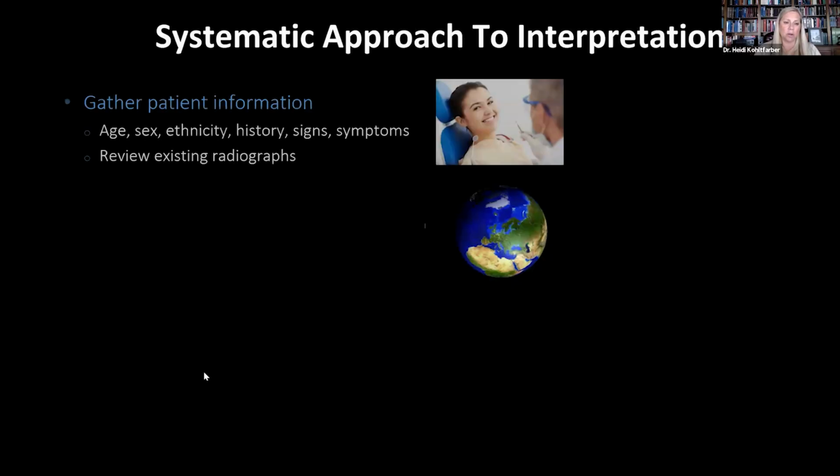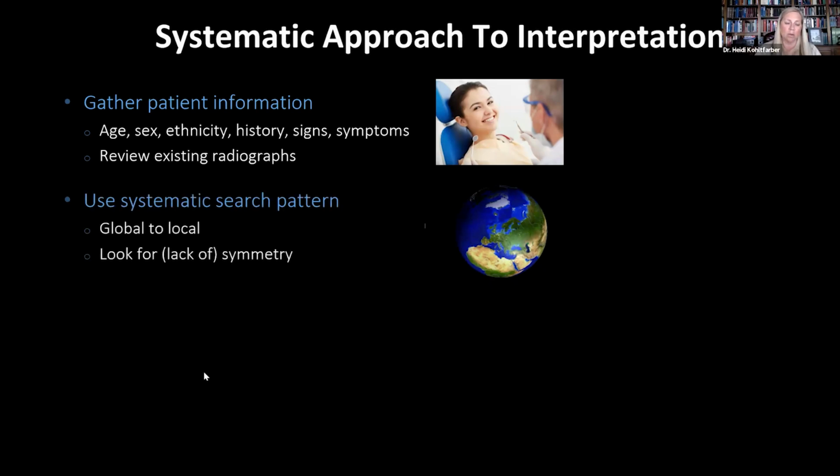So our systematic approach, we want to take our patient into account, as well as review existing radiographs. We want to use a systematic search pattern. So we want to go from a more global review to a more local review of that CBCT. And we're really looking for things like lack of symmetry. Does the right side look like the left side? And if it doesn't, maybe there's something that is going on, and we might want to refer that scan. In fact, once you refer that scan, your liability is done, and you've passed that on to the radiologist.